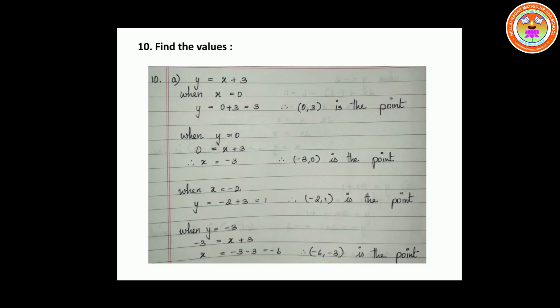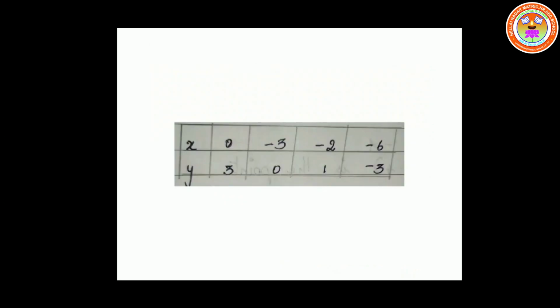When y is equal to minus 3, in the place of y, I have to put minus 3 in the equation. Minus 3 is equal to x plus 3. Now x is equal to minus 3, transposing the 3 to the other side, so it becomes minus 3. So the answer is minus 6. So when y is equal to minus 3, your answer is minus 6 for x.